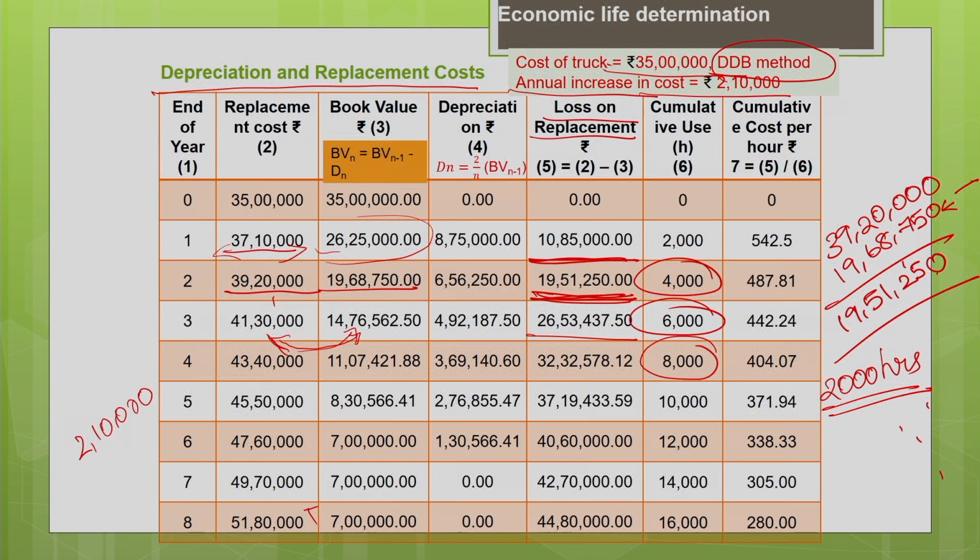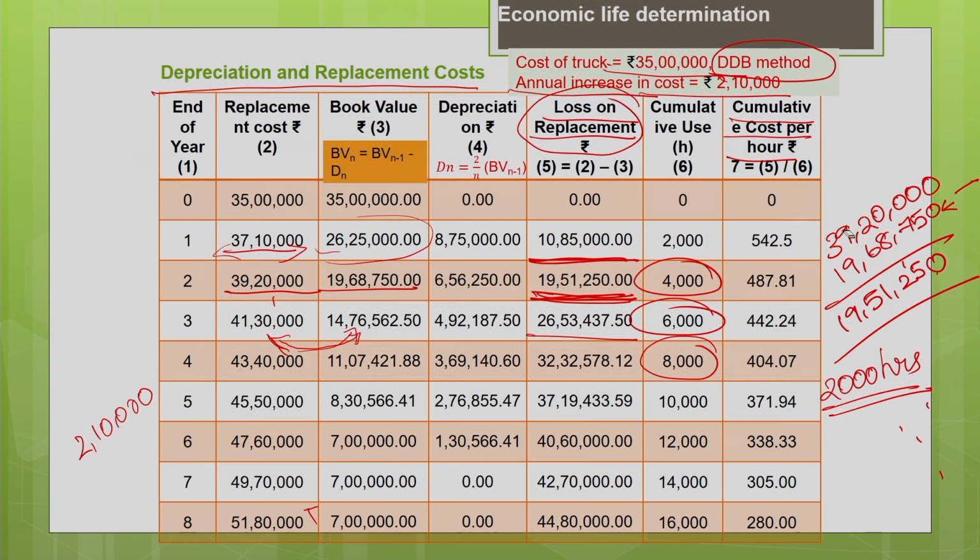This entire replacement analysis will be on a cumulative basis. I will explain the reason later. We have to do it on a cumulative basis only. Now you find the cumulative cost per hour. Cumulative cost per hour is nothing but the cumulative cost on replacement.